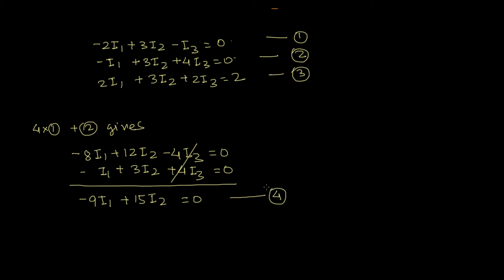Okay, now I take the other two, so 2 and 3, and again try to eliminate I3, correct? How do I do that? I multiply the second equation by 2 and subtract it, right? So you make the coefficients equal and decide on whether you have to add it or subtract it. If the coefficients are the same, then you have to subtract. If they are opposite sign, you just add. So here they are the same. That's why I'm subtracting here.